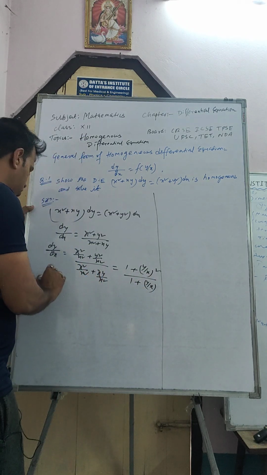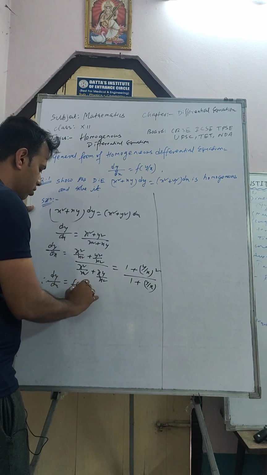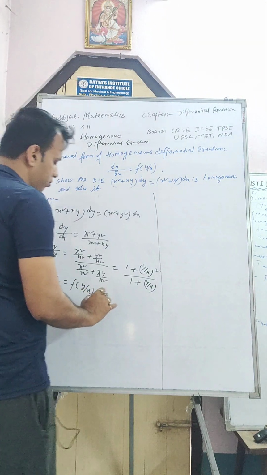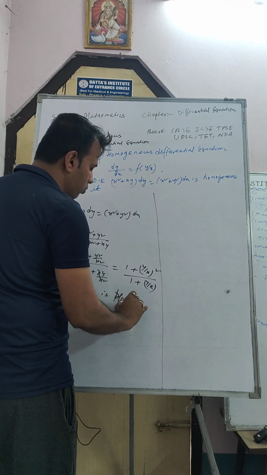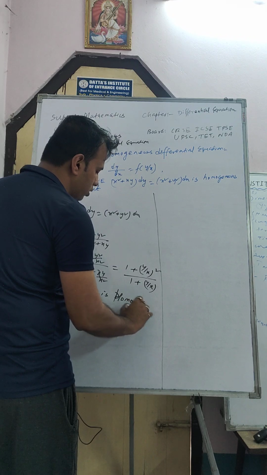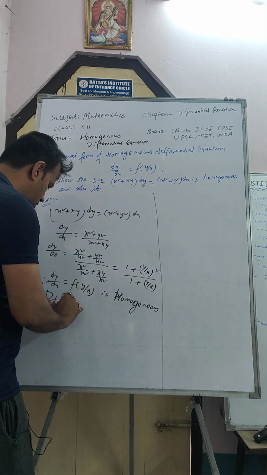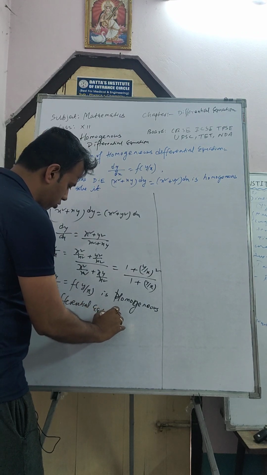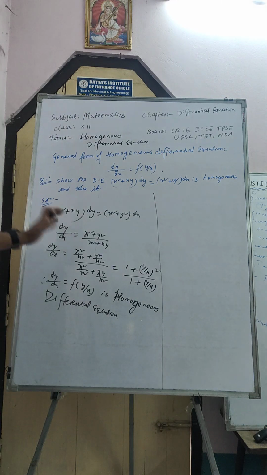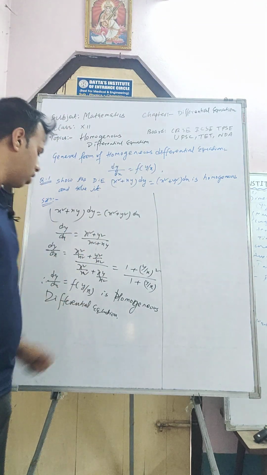Okay, so now dy by dx is equal to a function of y by x. It is a homogeneous differential equation. Okay, fine, it is proved. It is a homogeneous differential equation because it is in the form of dy by dx equals f of y by x. Now how can I solve this?